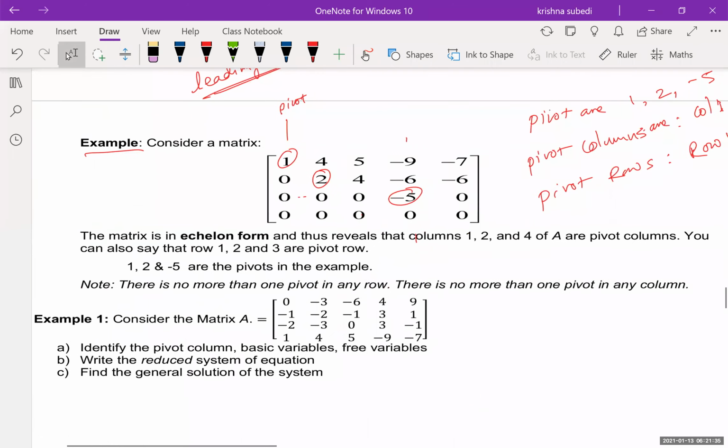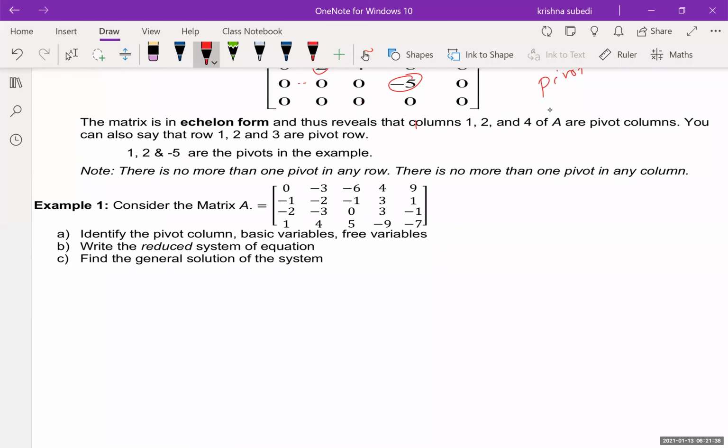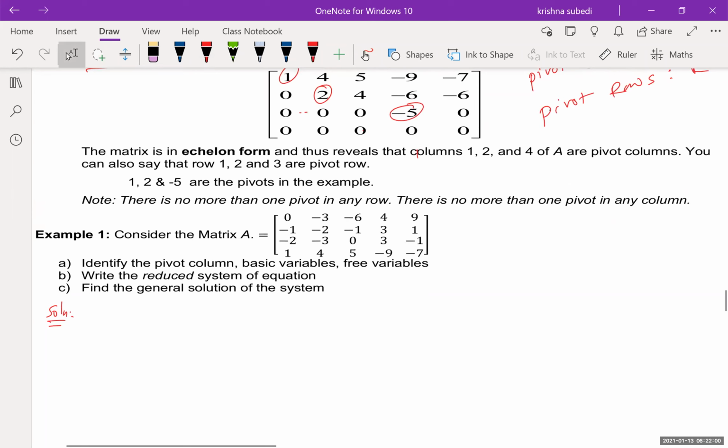Now let's look at another example. Consider the matrix. Identify the pivot column, basic variable, and free variable. Write the reduced system of equations and find the general solution of the system. Okay, let's work on this question. First of all, notice that in order to figure out what the pivot is, we must change the given matrix into echelon form.